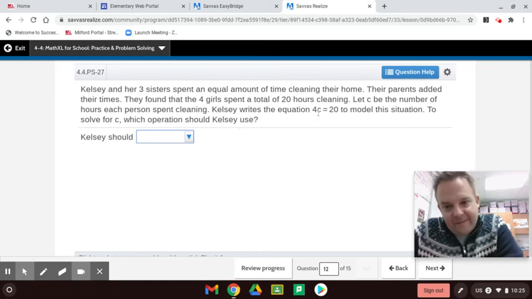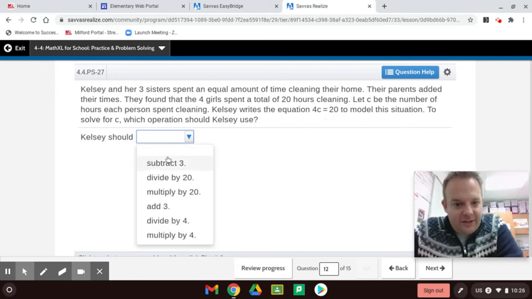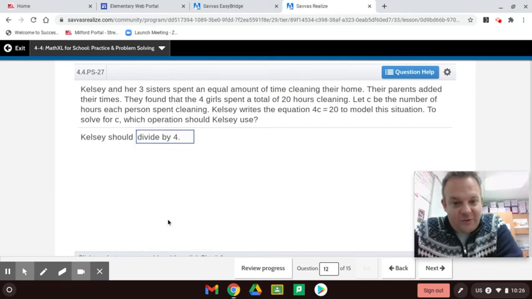So the inverse of multiplying is, what do you think? That's right, dividing. So you're going to divide by 4 here, divide by 4 here, and you get 20 divided by 4 is 5, and 4 times 5 is 20. So divide by the coefficient, 4.